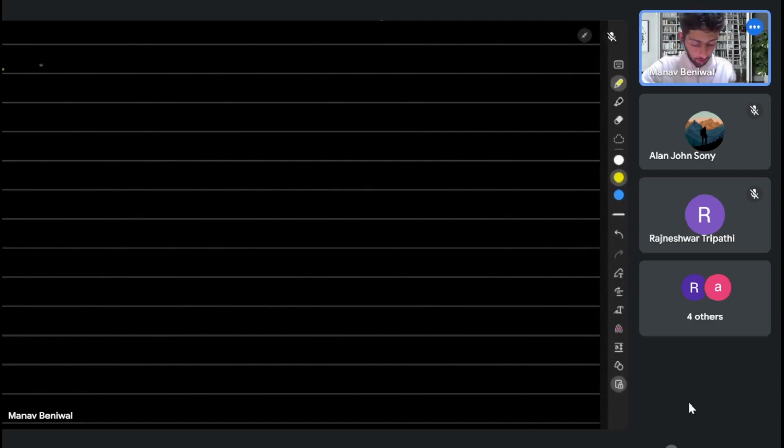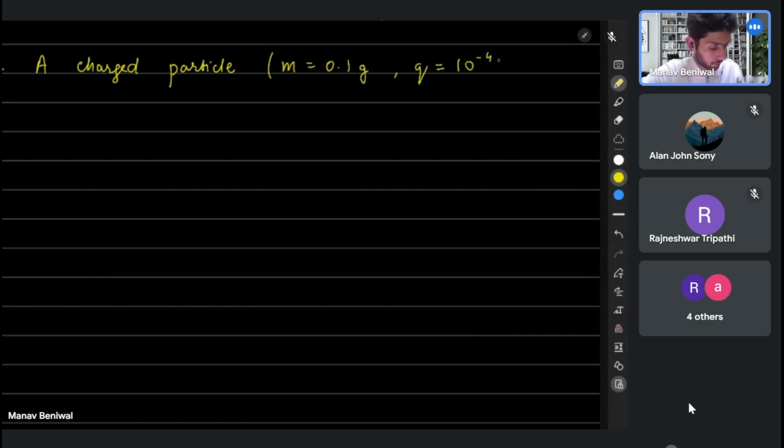Okay, let's solve the next problem. Now we'll solve a problem for a charged particle in an electric field. I hope the electrolysis part is clear to everyone. Let us say we have a charged particle whose mass is 0.1 gram, a very small particle, and charge q is 10 to the power minus 4 coulombs.